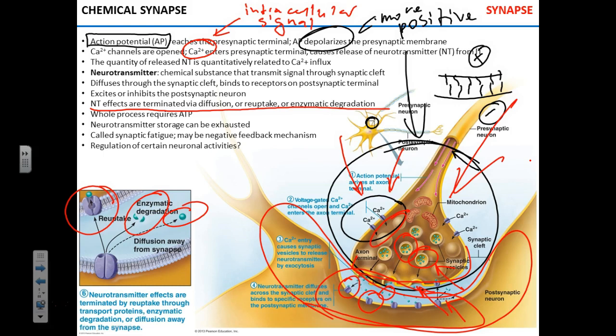What is neurotransmitter? Where does it come from? What do you think? Simple question. What does the presynaptic neuron do? Where does the neurotransmitter come from?